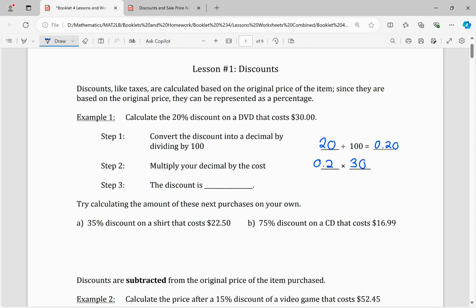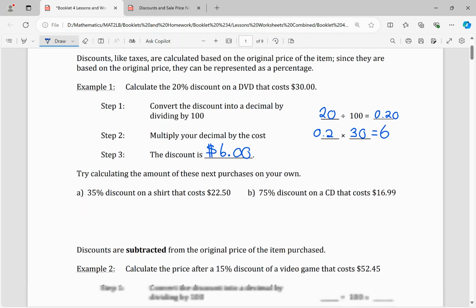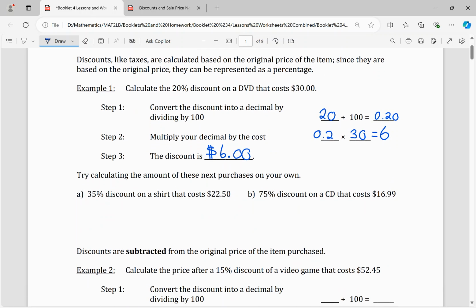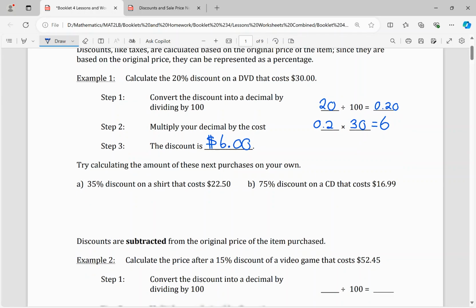So we're going to take the 20%, multiply it by the $30, and what our calculator tells us is an answer of 6. What this means is that our discount of 20% is a discount of $6. That does not mean that we are paying $6. That means that we are saving $6. Now, this example doesn't ask us for the final price. It only asks us for the discount, so a final answer of $6 is fine.